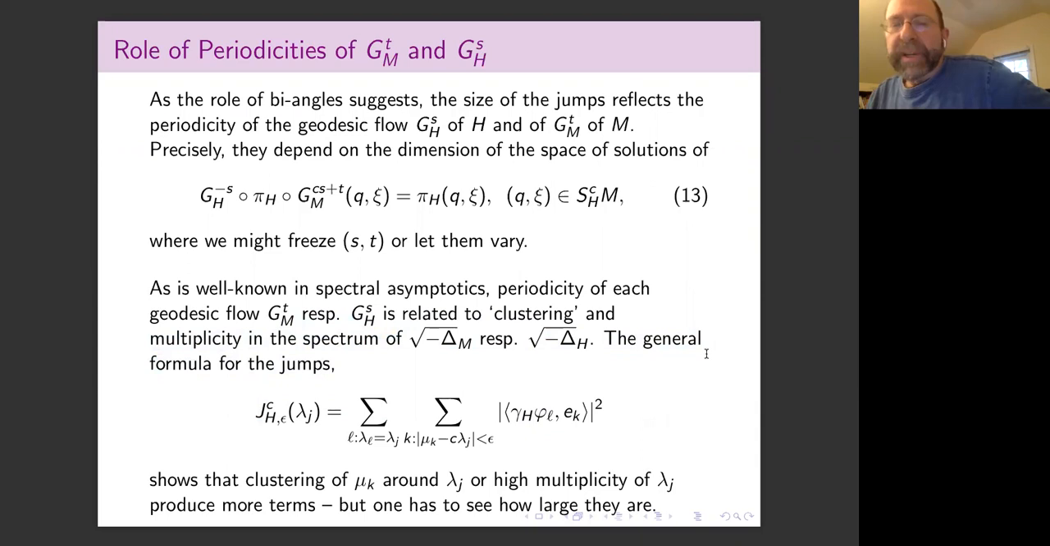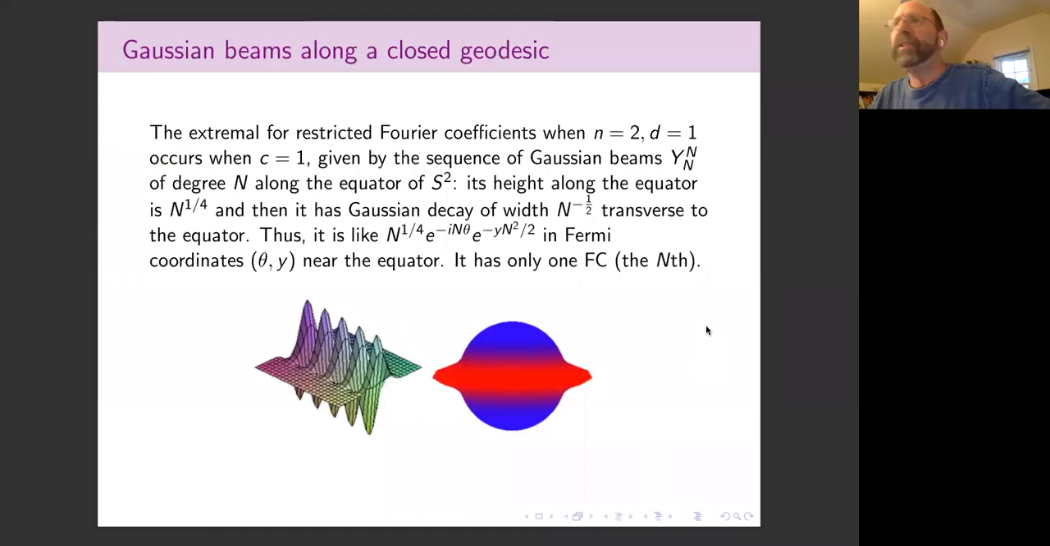However, it's not so simple as what I'm saying. It's definitely not just that. To understand this, I'm going to go to everybody's favorite eigenfunctions, Gaussian beams. Probably everybody here is very familiar with them. Gaussian beams are eigenfunctions, or often quasimodes, along a closed geodesic, but it has to be a stable closed geodesic. They are extremely large on the geodesic, of size lambda to the 1/4, or n to the 1/4 if you write it in terms of degrees of spherical harmonics. They have a telltale oscillation along the geodesic, and then Gaussian decay orthogonal to it.